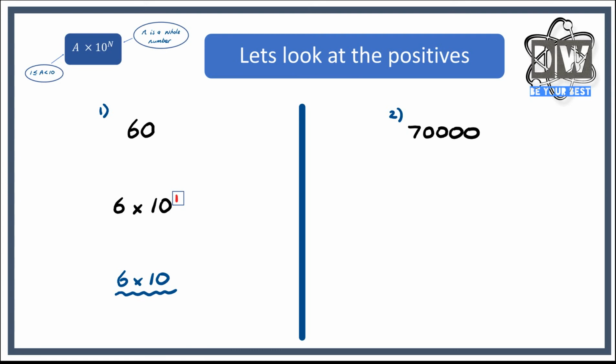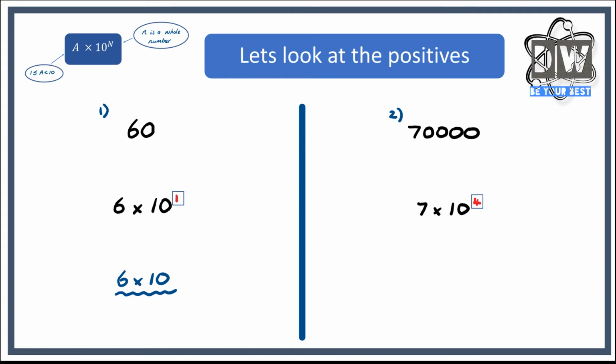So now this time we're going to write it as 7 times 10, but we're going to work out what the power is. So when we look at this one over here, the 6, how many zeros were there? Well, there was 1. How many zeros are there over here? There's 1, 2, 3, and 4. So guess what number is going to go in that top? It's going to be 4.